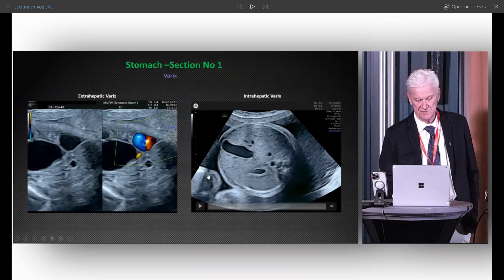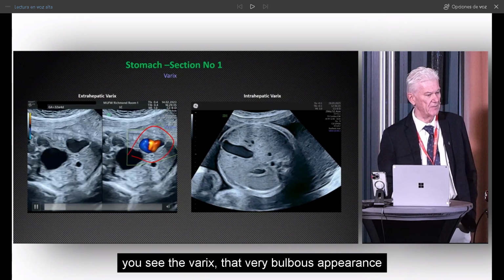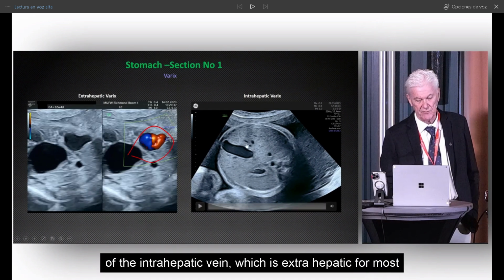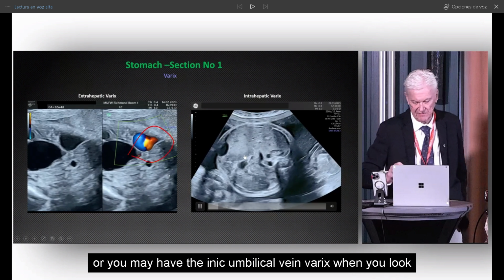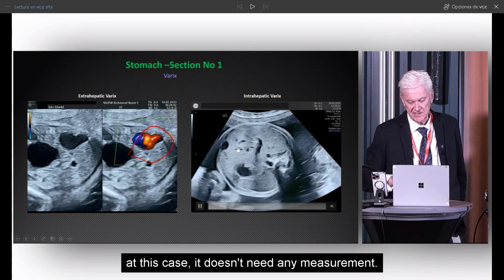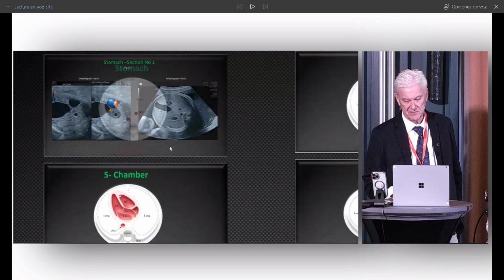Absent ductus venosus. When you look at this case in the stomach, you see the varix, that very bulbous appearance of the intrahepatic vein, which is extrahepatic for most, or you may have the intrahepatic umbilical vein varix. When you look at this case, it doesn't need any measurement. You can see that that's very grossly dilated.